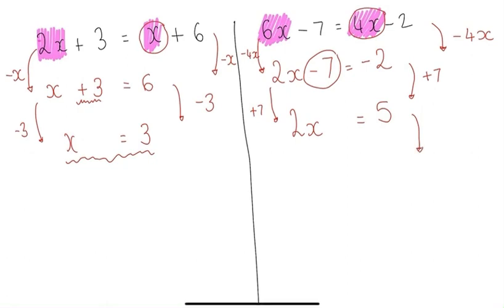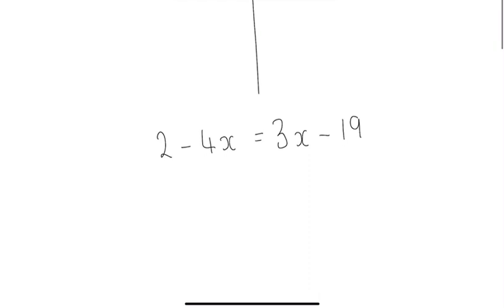Now I can just get rid of this 2 by dividing both sides by 2, because remember, that's like 2 lots of x, so the opposite is dividing by 2. 5 divided by 2 we could give as a decimal, which is 2.5, or we can just leave it as a fraction like that. Either way is completely fine. Let's have a look at one more example before I get you to have a go at some on your own.